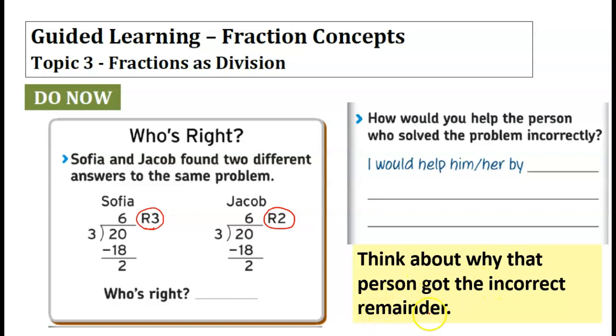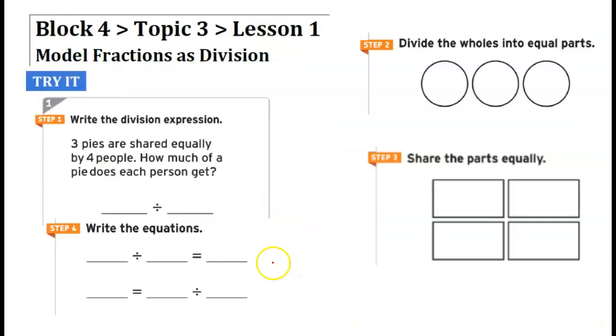So that's the error right there in case you didn't see that, because the remainders are different. As to why they got that as a remainder instead of the correct one. So take some time, pause, think about it, give them some advice. And moving on to the first lesson for topic 3, model fractions as division.